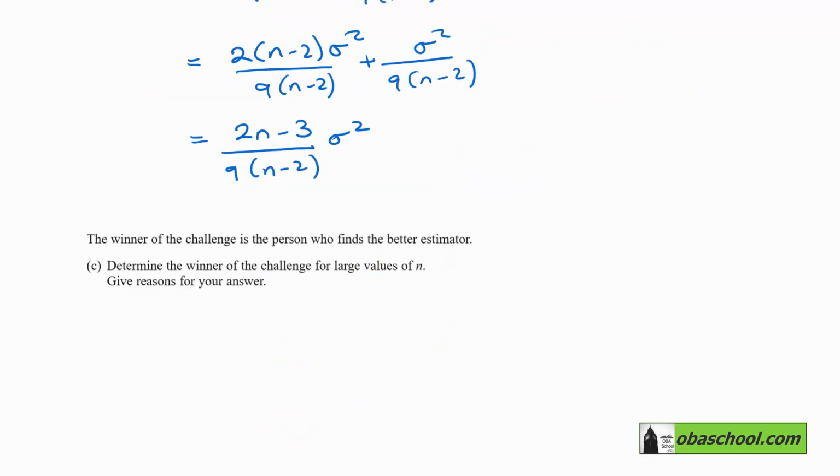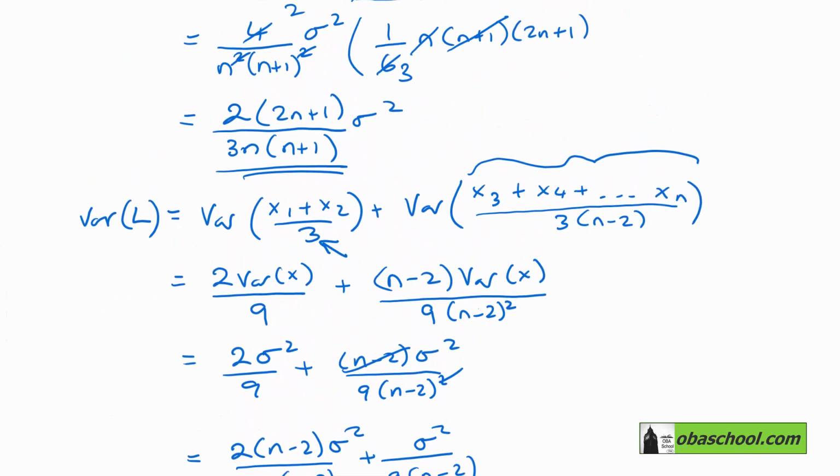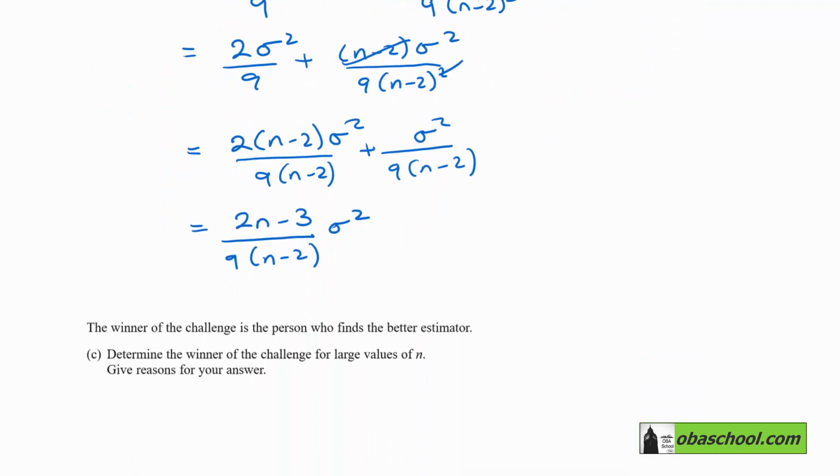Now we're told for the last part of the question, the winner of the challenge is the person who finds the better estimator. Determine the winner of the challenge for large values of n and give reasons for your answer. So if we go back and we look at the variance of K, on the top there, the highest power of n is 1. But on the bottom, we've got an n squared. So for large n, as n tends to infinity, the variance of K is going to tend to 0.